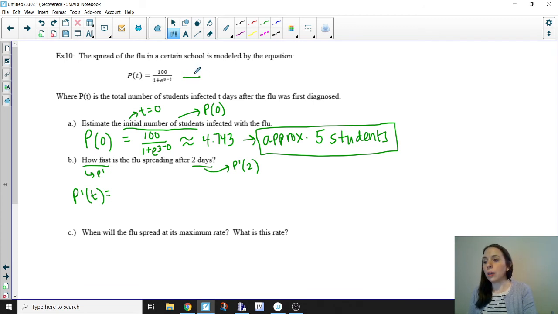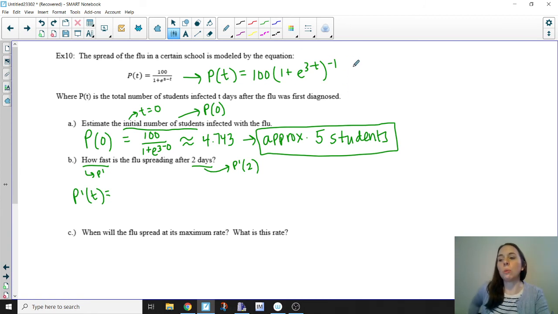However, because this is just a constant up here, we could rewrite it as 100 times the quantity 1 plus e to the 3 minus t raised to the negative 1 power. And then that would eliminate the need for quotient rule. And we would not have to do product rule because this is a constant multiple of 100. So all we would need then is chain rule with power rule, right? I think that's the way that I want to go with this.